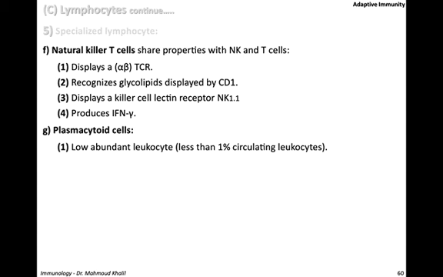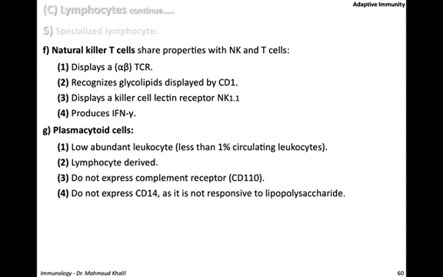Another type of specialized lymphocyte is the plasmacytoid cell, which is actually a low-abundance leukocyte, less than 1% of the circulating leukocytes. It is lymphocyte derived, does not express any complement receptor like CD11b, and does not express CD14, as it is not responsive to lipopolysaccharide. So you can understand that CD14 is involved in responsiveness to lipopolysaccharides.